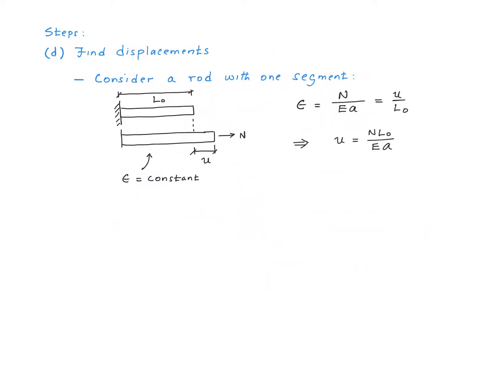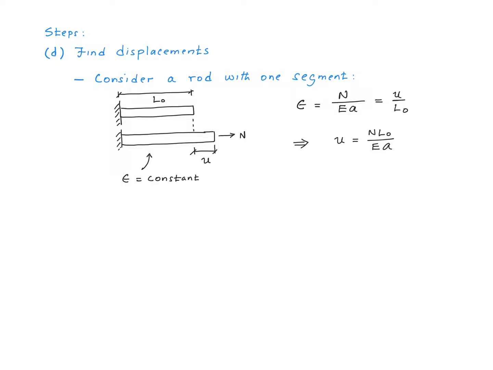Our final step is to go ahead and find the displacements. Let's start with something simple first. We have a rod with one segment. The strain within the segment is constant and is given by this equation right here, N over EA. N here is the axial force, E is the Young's modulus, and little a is the cross-sectional area of the rod. Say the rod is fixed at this point, and the initial length of the rod is L0.